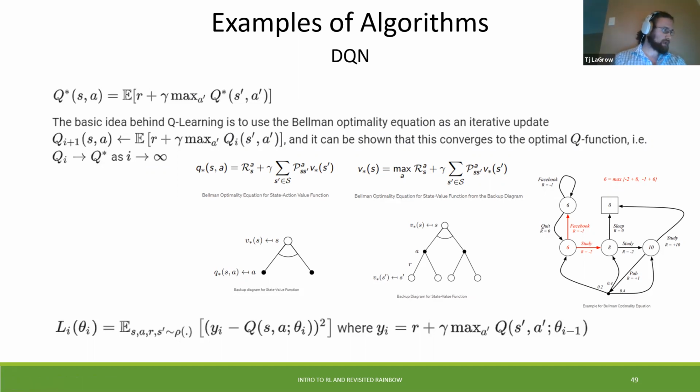Here is a quick example using the Bellman optimality equation. We have these red arrows on the side, and suppose we're trying to find the value of the state with the value of 6, shown in red. We can see that we get a reward of -1 if our agent chooses Facebook, and a reward of -2 if our agent chooses to study.